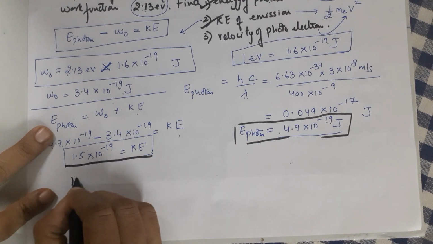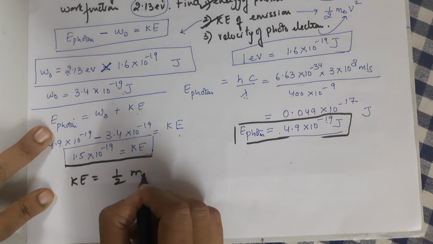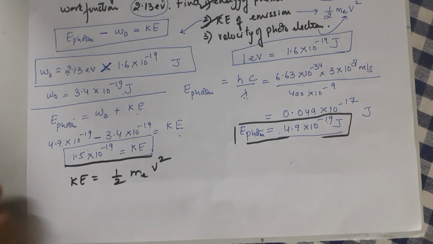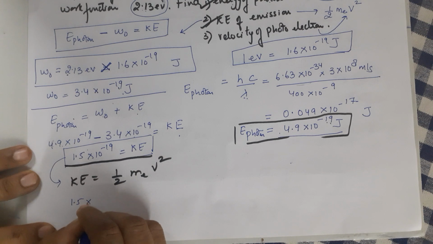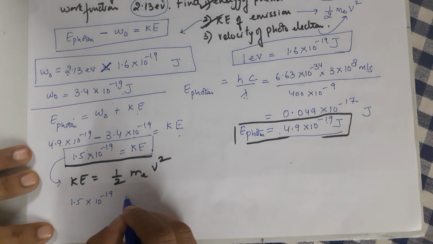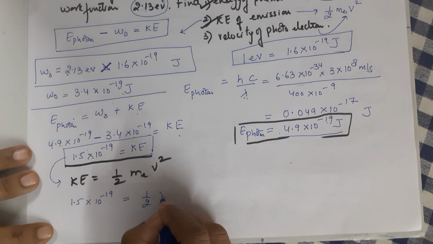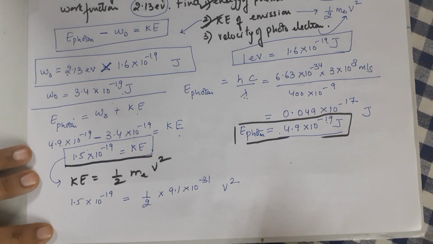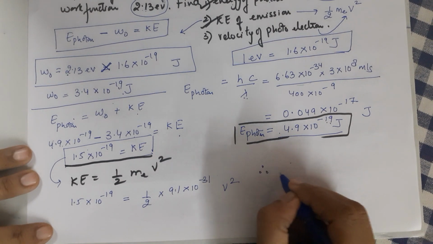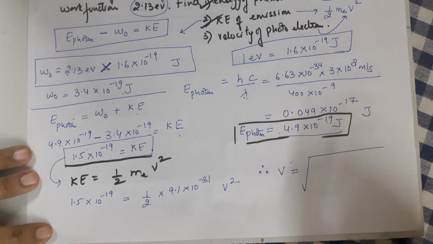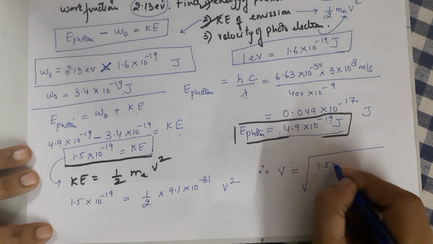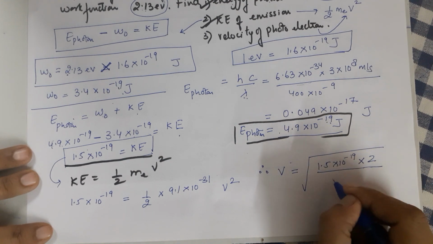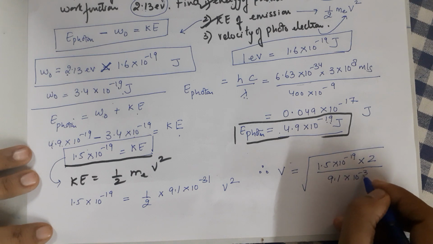Now, to get the velocity, kinetic energy is equal to half mass of the electron velocity square. आपको velocity निकालना है. Kinetic energy is given to you. You've calculated it. Get it here. 1.5 into 10 to the power minus 19 gives you half. Mass of the electron is 9.1 into 10 to the power minus 31 v square. Under root करके you would get the value. Therefore, your v is equal to under root of 1.5 10 to the power minus 19 into 2 divided by 9.1 10 to the power minus 31, and you will get your velocity.